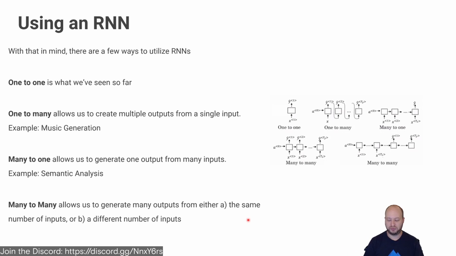There's also the concept of many to one, so we can have an initial activation state, and we pass in a bunch of x values, and on the final value we evaluate y, and only for that. And that's the use case there, for example, semantic analysis. So say I give you a Yelp review, and I want you to tell me whether it's a positive review or a negative review.